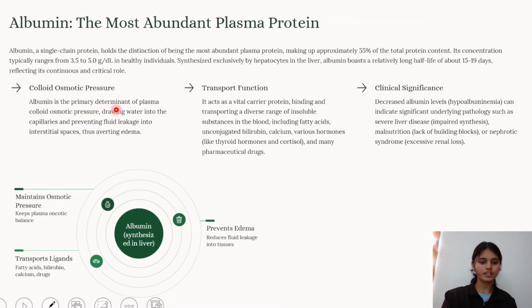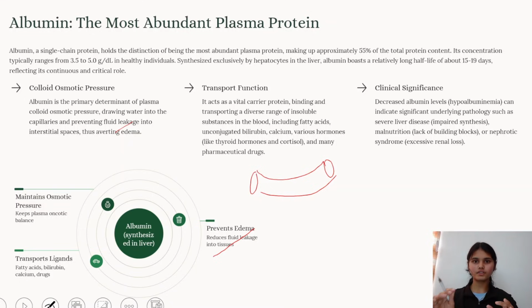Now, albumin is the primary determinant of the plasma colloidal osmotic pressure. Before I explain what that means, I want you to look at this point: it prevents edema and fluid leakage, these 2 points. Now, let's say that this is your capillary, and usually the capillary has the albumin. Albumin is like a pulling protein that tends to pull water from the interstitial space into the capillaries. As in, if this space with red dots that I am marking is the interstitial space, albumin tends to pull fluid from this interstitial space.